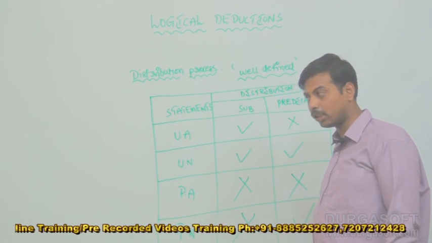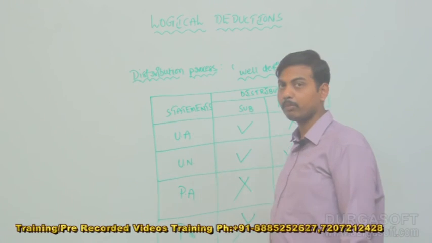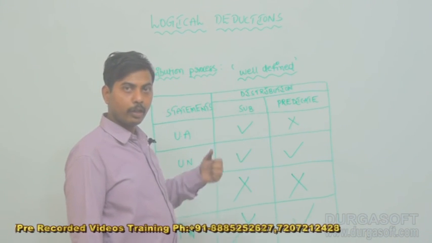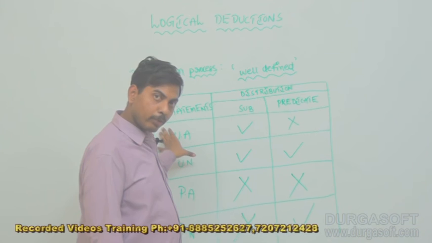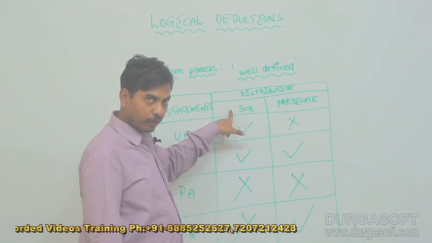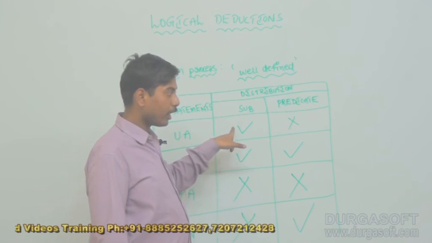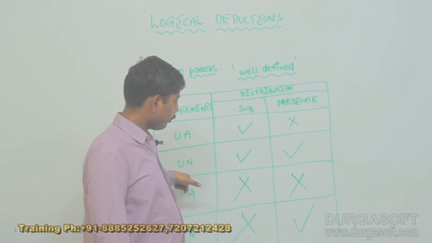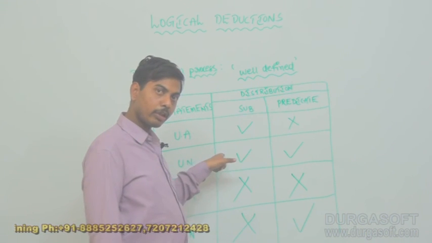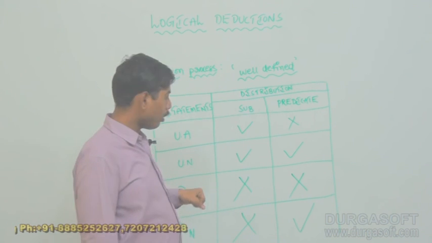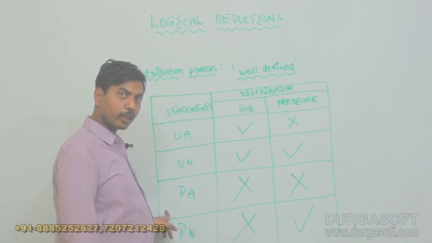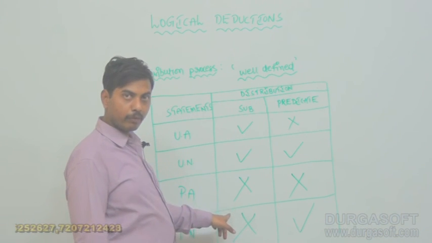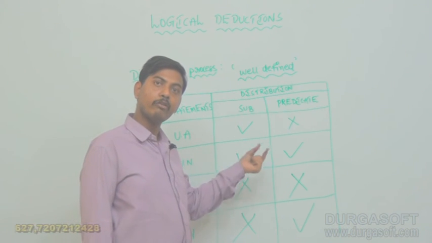Let us start with statement number 1, universal affirmative, the distribution process for subject and predicate. In universal affirmative, the subject is defined very well, and the predicate is not defined very well. In universal negative statements, subject and predicate both are defined very well. In particular affirmative statements, the subject is not defined very well and even the predicate is also not defined very well.